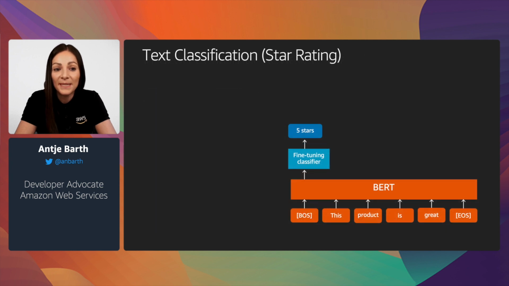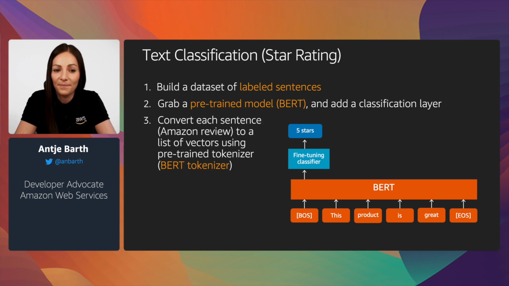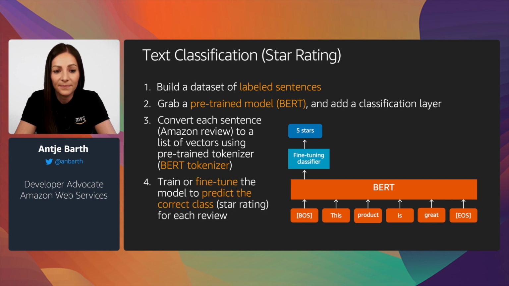All right, so in the demo, we're implementing this text classification to give us the star rating for any given review text. The steps we need to do here is we need a data set of labeled sentences. And hey, we got this. Then we're grabbing a pre-trained model and adding a classification layer to it. We then need, as part of a feature engineering process, to convert each sentence in that Amazon review to a list of vectors, and we're using a pre-trained BERT tokenizer to do that. Then we're training, or better said, fine-tuning the model to predict our star rating class. All right, so let's have a look.